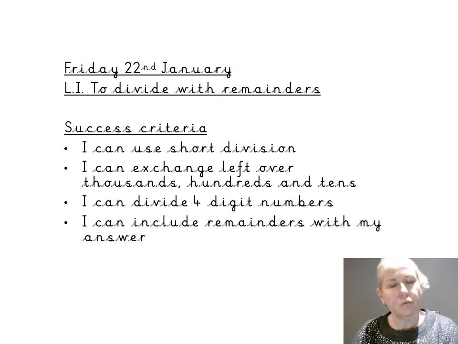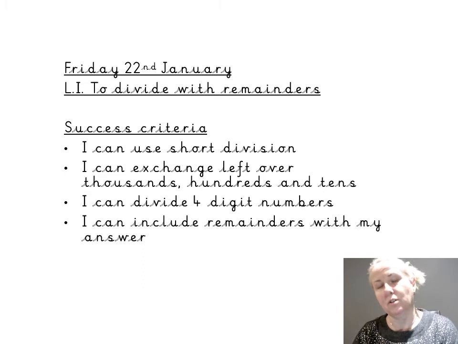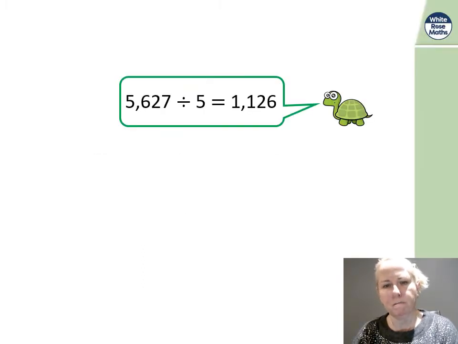So we're dividing with remainders, so it's exactly the same as yesterday, our learning intention and success criteria: using short division, exchanging your leftover thousands, hundreds and tens. You're dividing 4-digit numbers, and you can include remainders with your answer. There will be some remainders.